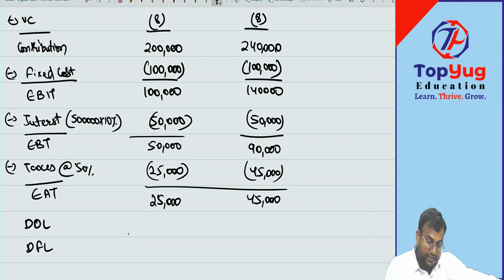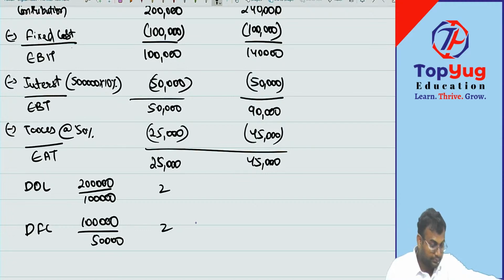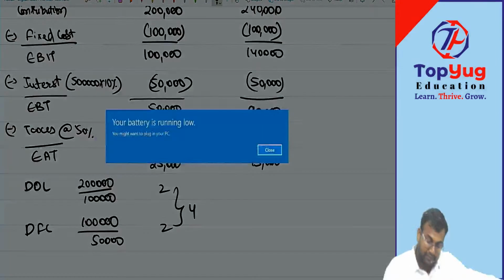How much will DOL be here? That is 2 lakhs by 1 lakh. DFL is again 1 lakh by 50,000. They have not asked for combined leverage, only these. But again, I believe you will require combined leverage because you have to see the percentage change in EPS. So the combined leverage here would be 4. Same thing goes here.